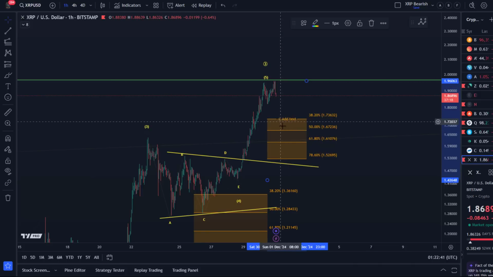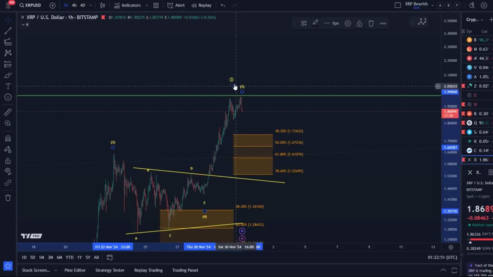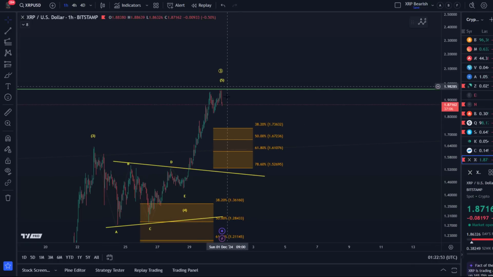Now, if we now get a pullback, further upside extensions are possible, right? But these are the Fibonacci levels that can be watched. The wave count is now full. I mean, you can always extend a little bit higher in the short term, but we have to allow it to pull back into the support area, and we now extend it in a way that I would not be surprised if micro support breaks.